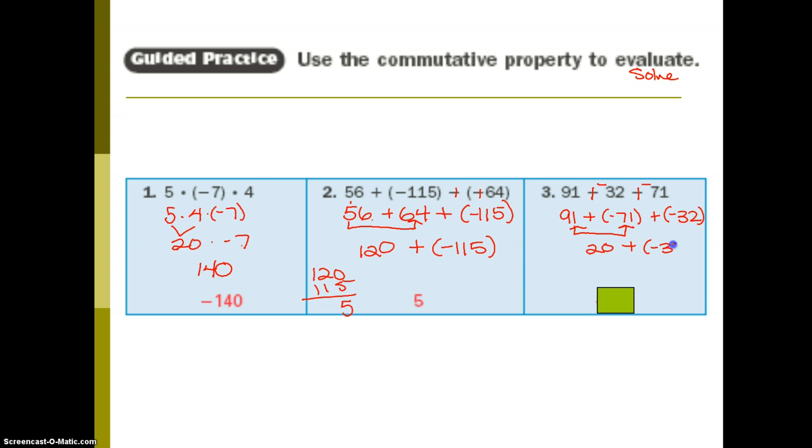And now add negative 32. It is different signs, so you will have to subtract. Keep the negative because 32 is a bigger absolute value. You might be asking yourself, why do I need to use this then? It looks like I could just do it left to right. You can. This is just to make it easier to solve.